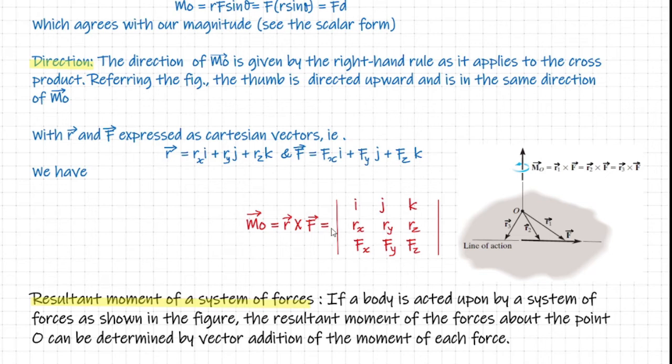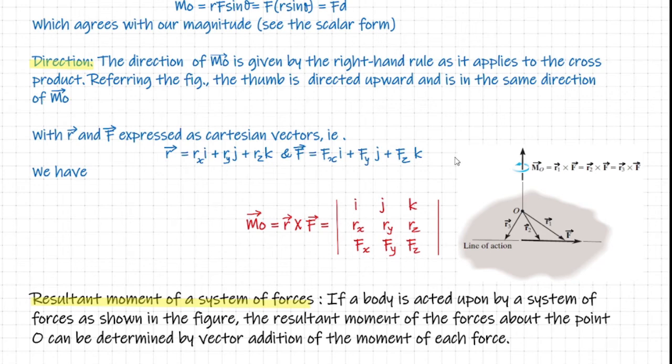Which can be easily obtained by simply putting it in a determinant form, with the first row being i, j, k, the second row being the magnitudes of the components of vector R, that is Rx, Ry and Rz, that is the position vector drawn from point O to any point on the line of action of vector F, and the third row obviously being the components of vector F, that is Fx, Fy and Fz.